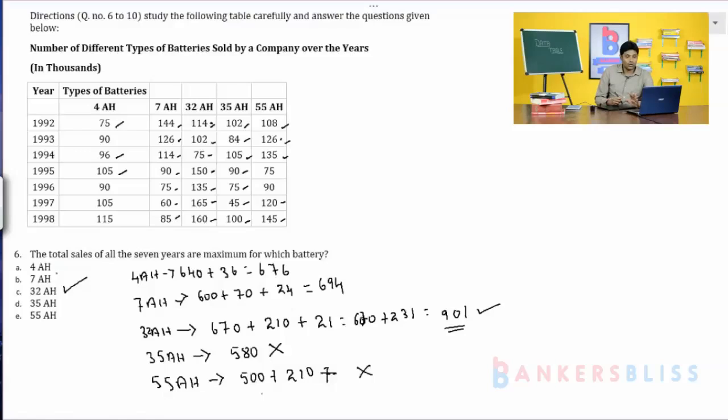Very simple. Okay, once you got the maximum value, based on that you can start to compare. Here 35 AH and 55 AH I have not added completely. Based on the observation and comparison itself, I have decided 901 is the highest answer, which belongs to 32 AH. So option C is the right answer. Okay, let's go to the next problem.